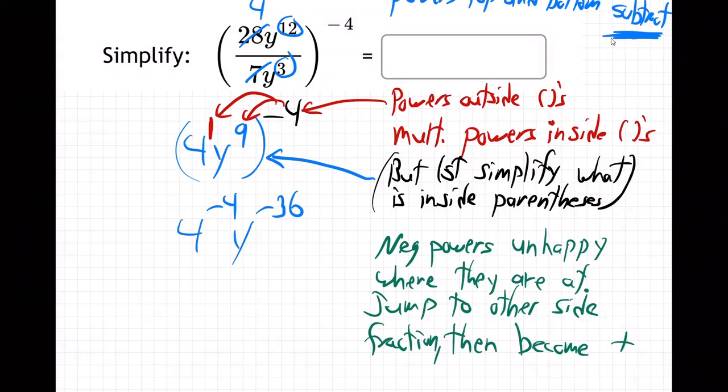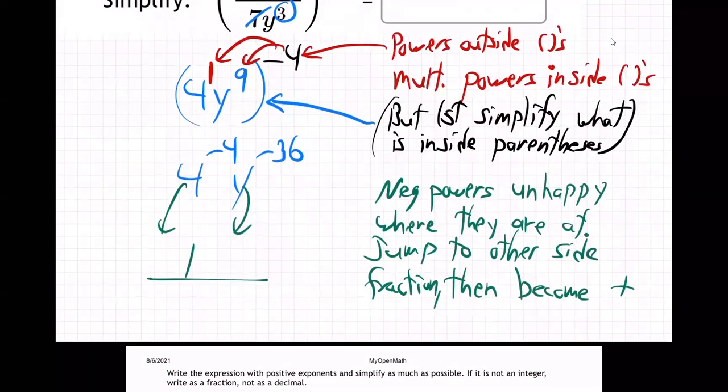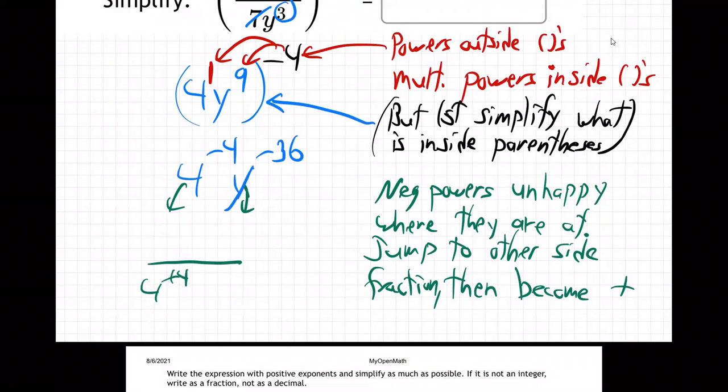There's no fraction there. Well, they're going to jump down and going to jump down. So it's going to become 1 over. There is no top. So it's going to have to become 1. Let me do a better job on that. Okay, they're both going to jump down. And they'll both go to the bottom. This will be 4 to the positive 4 and y to the positive 36. And you got to have a 1 on the top because we have nothing else on the top.